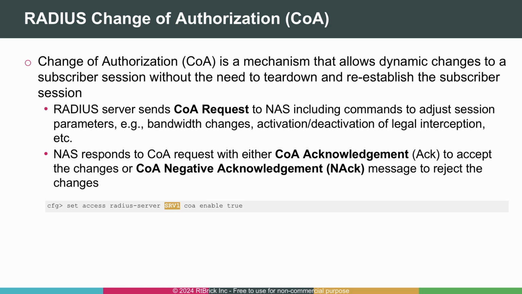Change of authorization is a mechanism that allows dynamic changes to a subscriber's session without needing to tear down and re-establish the session. For instance, a Radius server can send a change of authorization request to the BNG to adjust session parameters like bandwidth changes or activation or deactivation of legal interception. The BNG responds to the change of authorization request with either an acknowledge to accept the changes, or a negative acknowledge message to reject the changes.